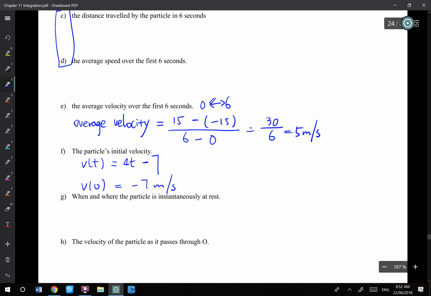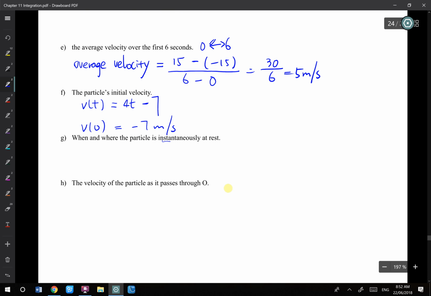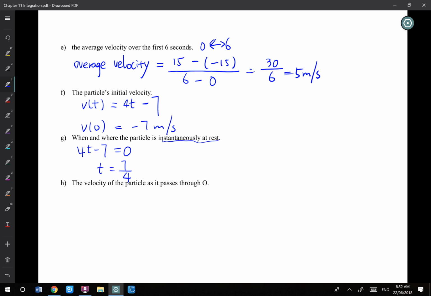So next is when and where the particle is instantaneously at rest. For that, the key word is rest, so we want v(t) equals 0. So we want 14t minus 7 equals 0, making the velocity equal to 0. So t is 7 over 4. So at 7 over 4 seconds, the particle is instantaneously at rest.